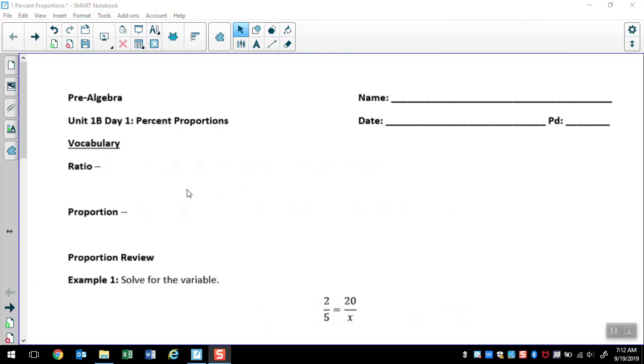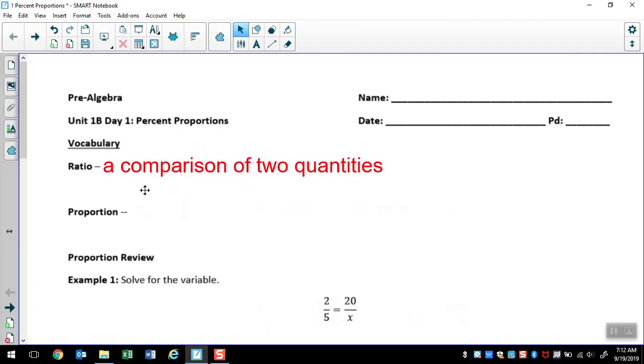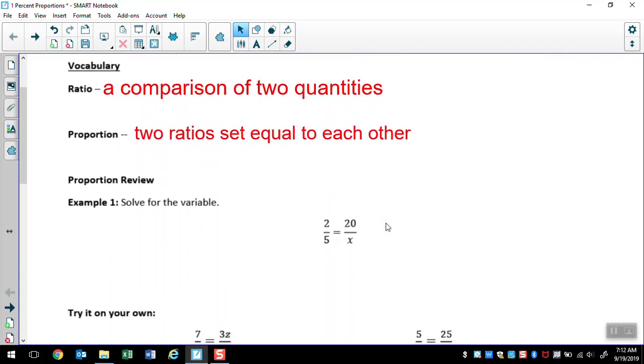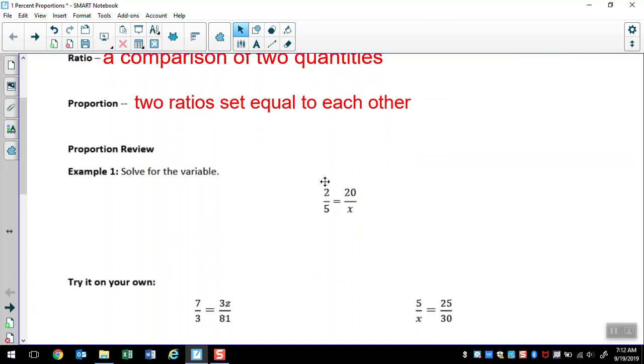Alright, so let's start with a little bit of review vocabulary. A ratio is a comparison of two quantities. A proportion is two ratios that are set equal to each other. So here we have a basic proportion. Right? So I've got this ratio here, 2/5, is equal to this ratio here, 20 over x. So when we want to solve, we're going to cross multiply.